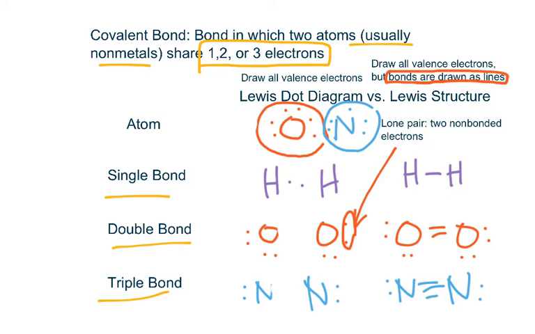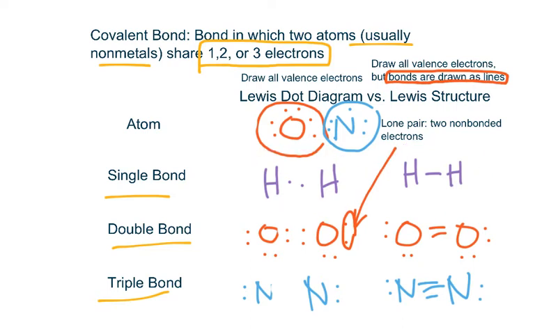So when we take a look at a single bond, each atom contributes 1 valence electron to form a single bond. And as you can see, a single bond can also be written as this. And this line represents 2 electrons, where each atom is contributing 1 valence electron to that bond. And this would be an example of a Lewis structure, while this would be a Lewis dot diagram.